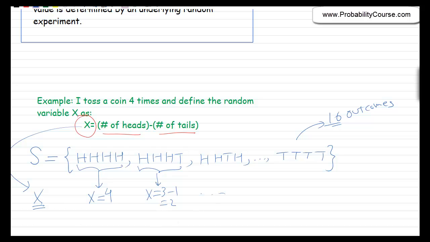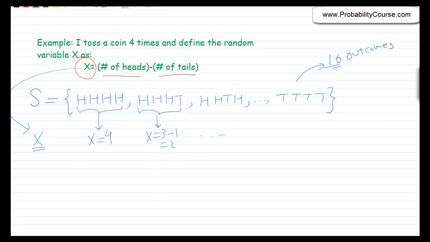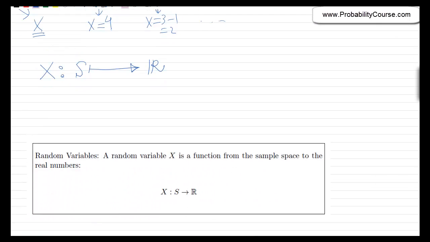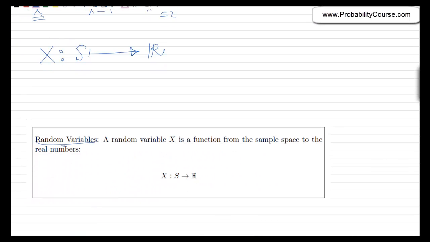So we can say a random variable is a function that assigns real values to the outcomes of my random experiment. We write: a random variable x is a function from the sample space to the set of real numbers. And in fact, this is a more rigorous definition of a random variable. So random variables, here is the mathematical definition. A random variable x is a function from the sample space to the set of real numbers.